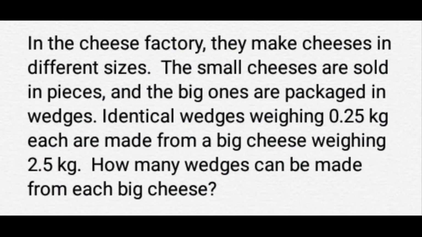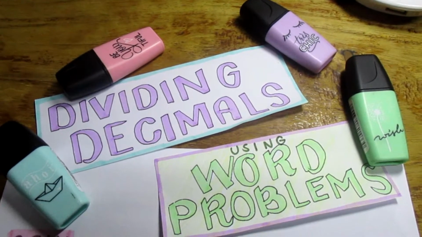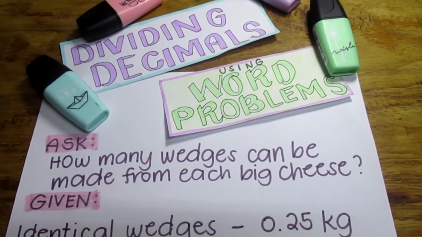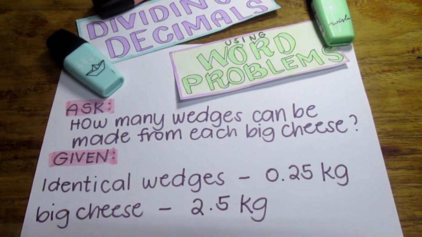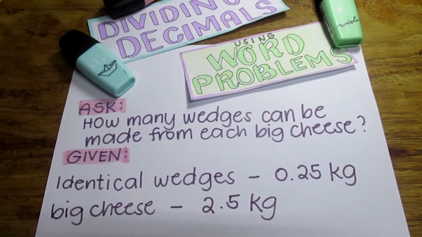In the cheese factory, they make cheeses in different sizes. The small cheeses are sold in pieces, and the big ones are packaged in wedges. Identical wedges weighing 0.25 kilograms each are made from a big cheese weighing 2.5 kilograms. How many wedges can be made from each big cheese? So what is asked? How many wedges can be made from each big cheese? What are the givens? Identical wedges weigh 0.25 kilograms while the big cheese weighs 2.5 kilograms.